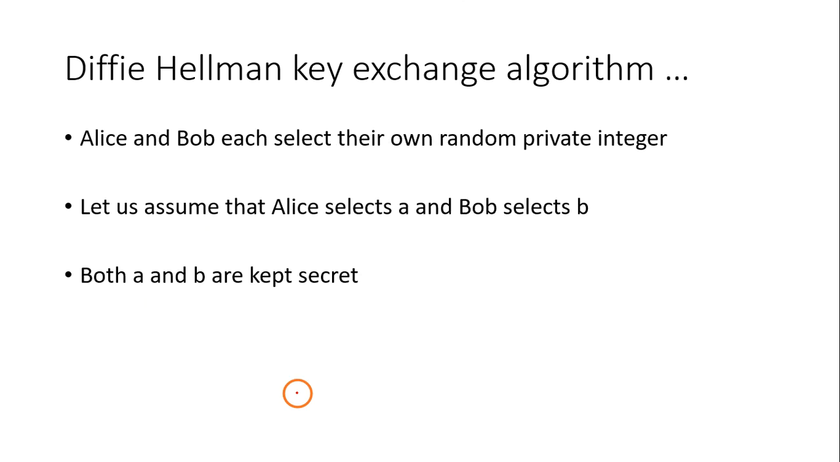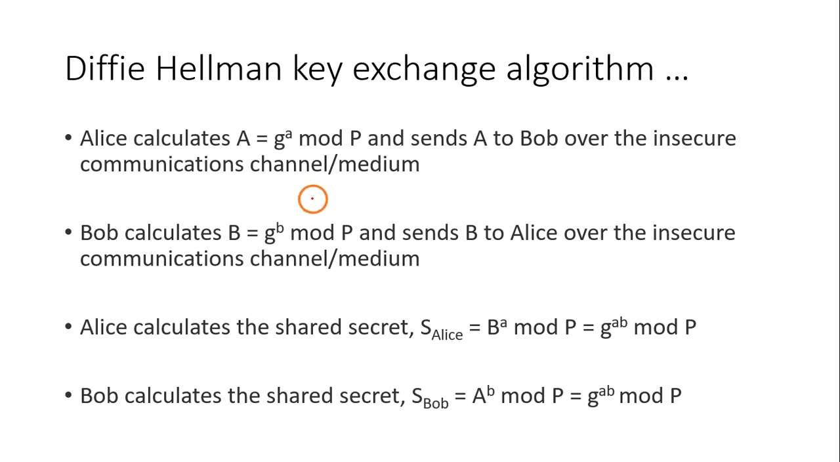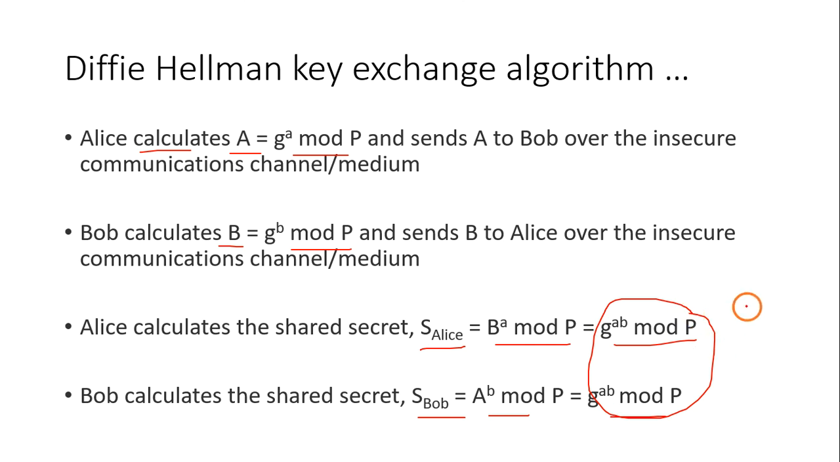Now, the second step, after generating P and G, is that both Alice and Bob select their own random private integers, small a and small b. Small a and small b are kept secret. They are never shared with each other. No one knows small a and small b except Alice and Bob. Now, Alice calculates her public key capital A using this formula and sends it to Bob. Similarly, Bob calculates his own public key capital B using this formula and sends that to Alice. Now, Alice will calculate the shared key using this formula, and Bob will also calculate the shared key using this formula. If you see here, both are the same. So this is how the shared key is generated.